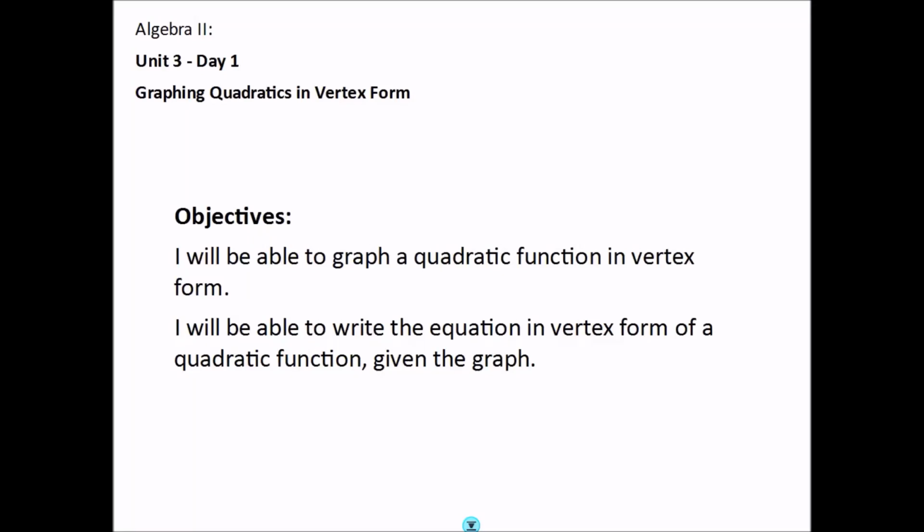Today is the first day of our quadratics unit. We're going to focus on graphing quadratics that are in vertex form. In the next couple days, we'll learn how to graph quadratics that are written in other forms. By the end of this video, you should be able to graph a quadratic function written in vertex form and be able to write the equation in vertex form of a quadratic function when given its graph.